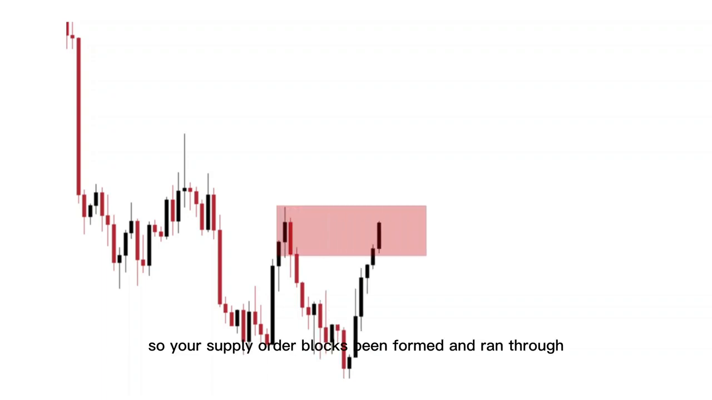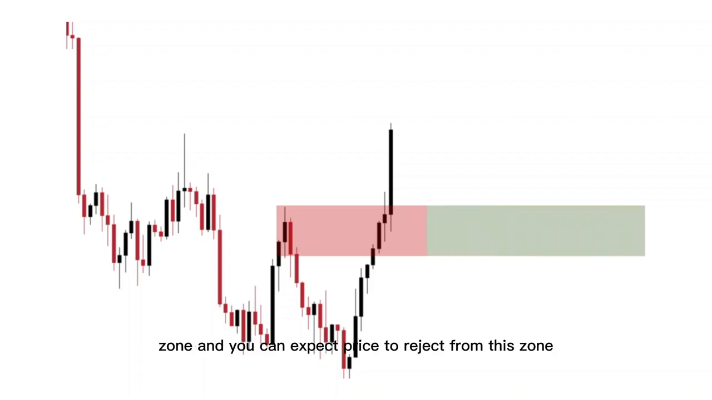So your supply order block has been formed and ran through. So price did not reject from this supply order block. So what does that mean? That means that this supply order block now is a demand zone. And you can expect price to reject from this zone.